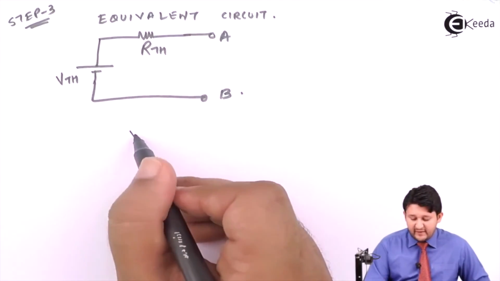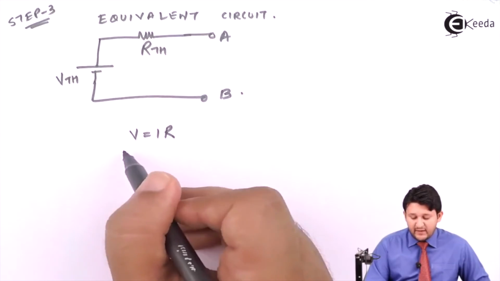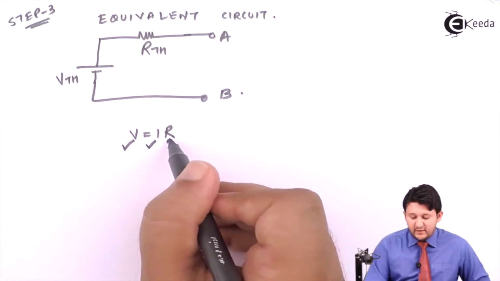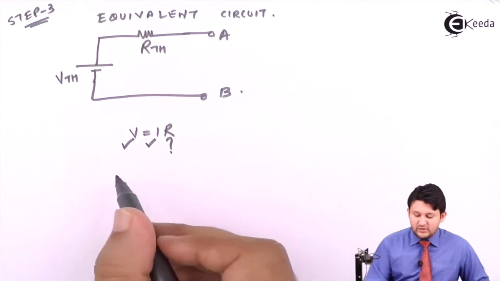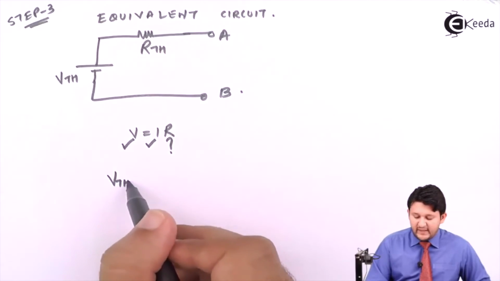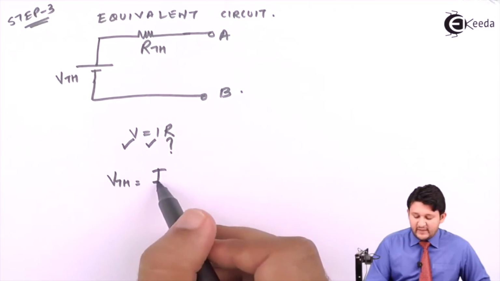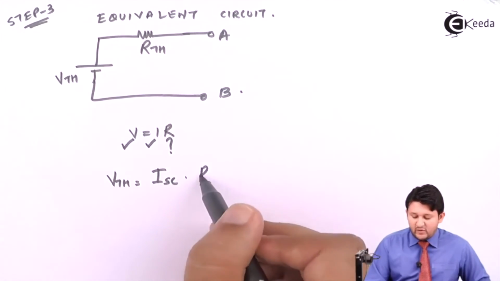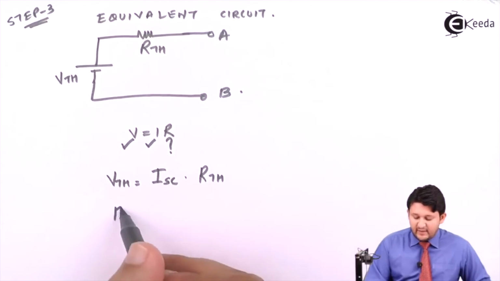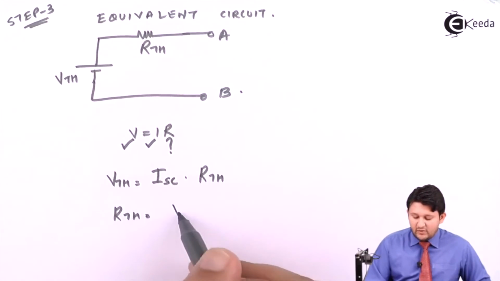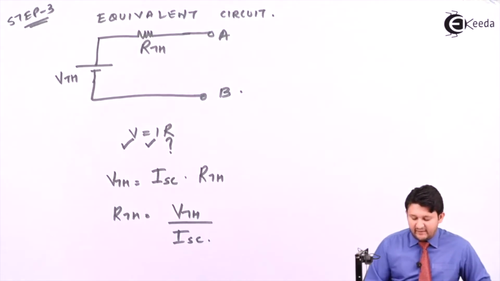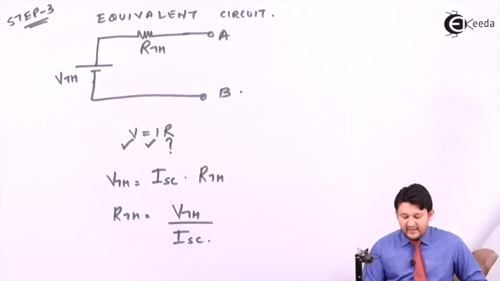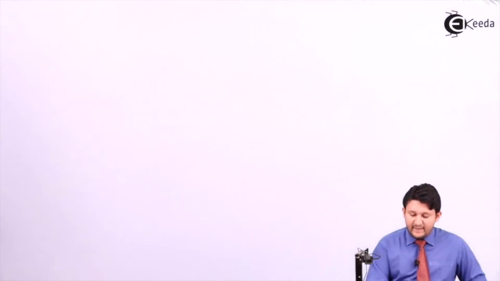Basic law, my dear friend, V is equal to IR. You have voltage, you have current, you just need to find R. So just use it. For V you will be writing VTH, for I you will be writing ISC, for R you will be writing RTH. That is nothing but RTH is equal to VTH upon ISC, my dear friend. Just put the values for VTH and ISC.